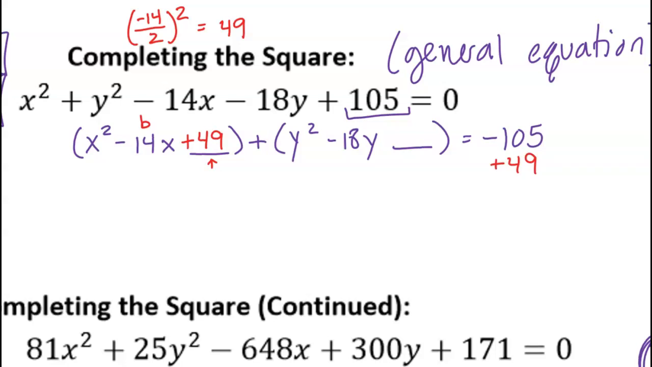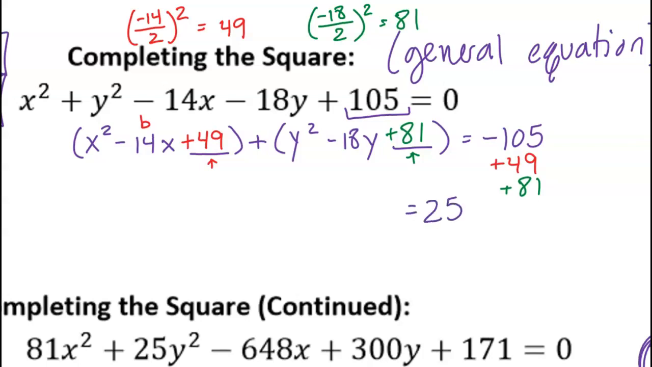Now we're going to do the same thing for y. I'm going to add in an extra value here, and I find it by taking my b value, which is negative 18, dividing it by 2. Negative 18 divided by 2 is negative 9, and squaring it, you get 81. And then we're going to add up all of these values on our right. So negative 105 plus 49 plus 81 is actually 25. So my right-hand side simplifies down to 25.